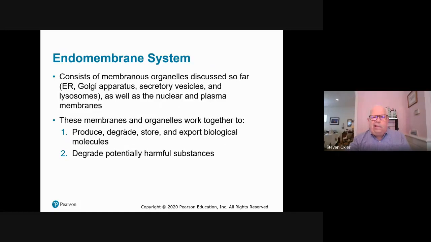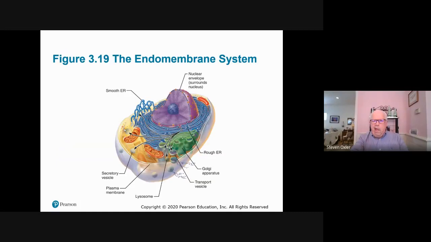The endomembrane system. This consists of all the membranous organelles that we already talked about: the endoplasmic reticulum, the Golgi apparatus, the secretory vesicles, and the lysosome. They produce, they degrade, they store proteins and fats. They degrade harmful substances. Those enzymes will degrade harmful substances, free radicals, bacteria, etc. And I'm sure you've seen this in your laboratory exercises.